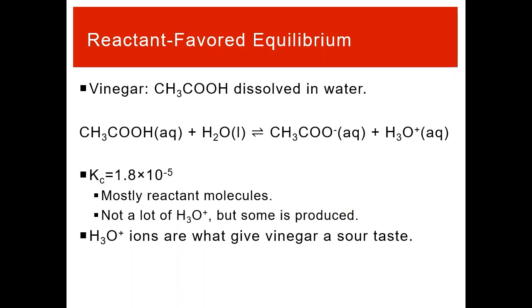For example, vinegar, CH3COOH. You dissolve it in water and it reacts with water. And the equilibrium constant is pretty low, 10 to the -5th. This reaction doesn't really happen a whole lot. There's not a lot of product molecules that you make. It's mostly just reactants. So when you put vinegar, this is acetic acid, when you put that CH3COOH in water, it mostly just stays as the reactant. It doesn't really change. And you don't get a ton of these products. You don't make a lot of H3O+, but you make some.